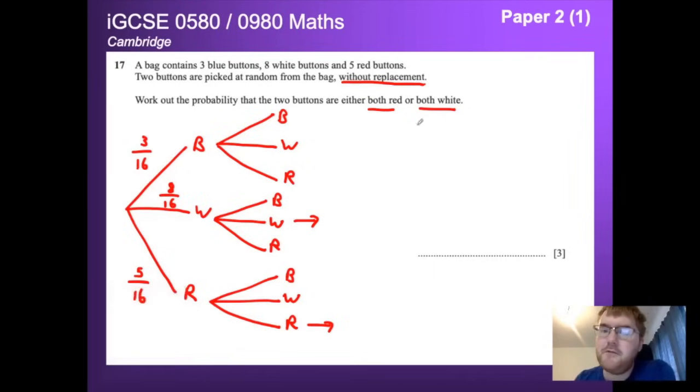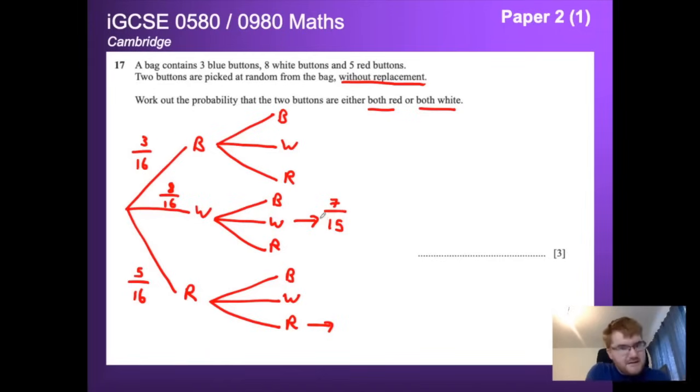So we want both red or both white. Well, if we've got both white, let's start with white. So we've got 8 out of 16. Now we've chosen the white, so that's going to get reduced down to 7. And then how many buttons do we have now? Well, we're down to 15. So we start with 8 out of 16. We've chosen a white button. We don't put it back. There are 15 buttons left, and then we've only got 7 white in there.